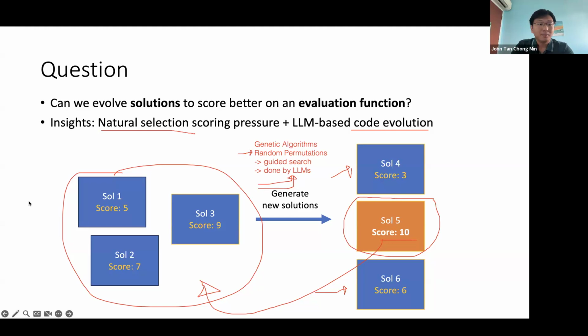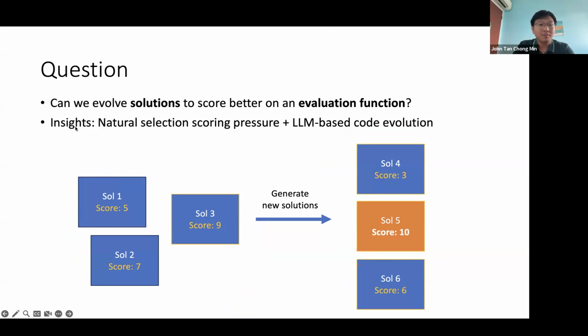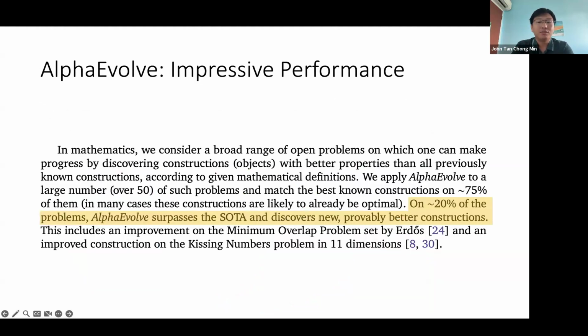Indeed, let's take a look at the kind of results that AlphaEvolve has. You can see that in AlphaEvolve, they tried it on math problems. Again, math is important because math has an objective evaluation function. If we are packing boxes, you can see the amount of space left or how many boxes you can pack. It's a very objective number. So you can use this evaluation function with the ease of knowing that it's always correct.